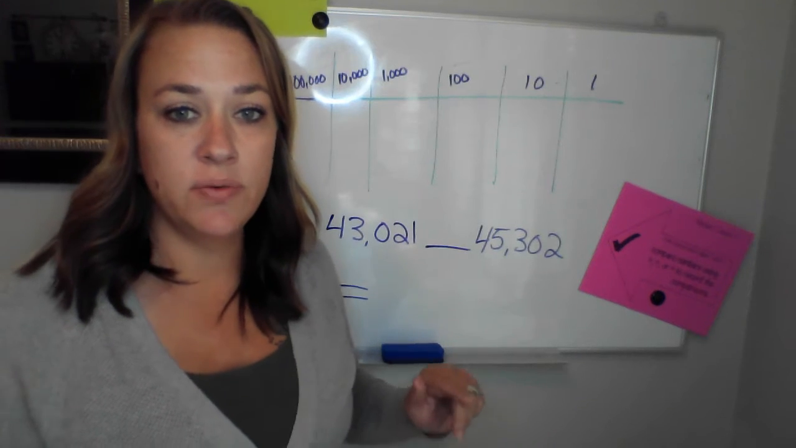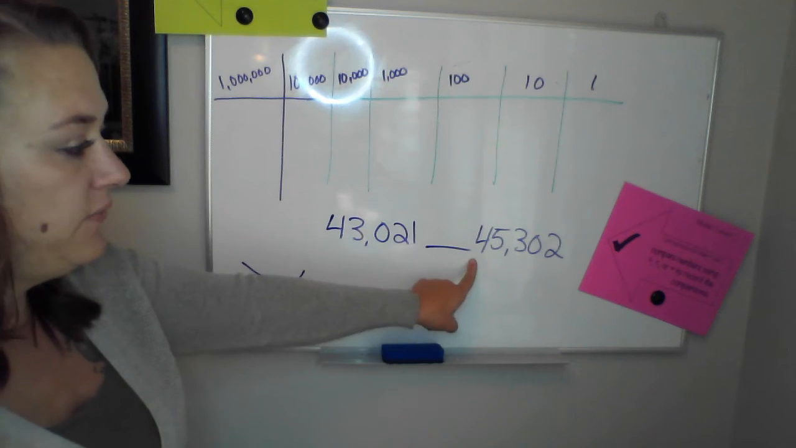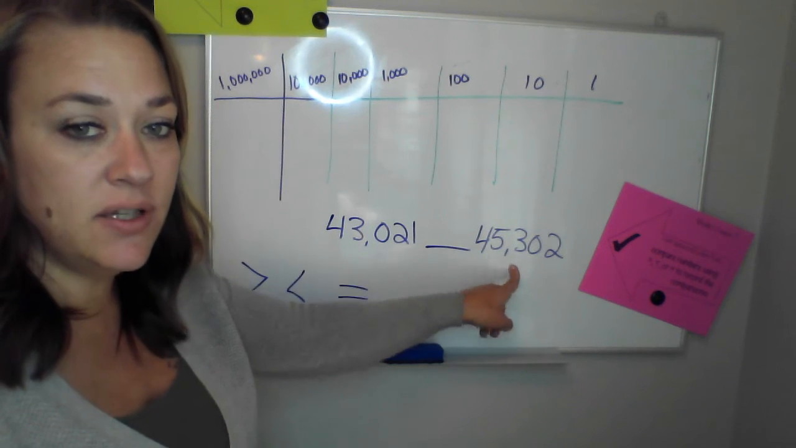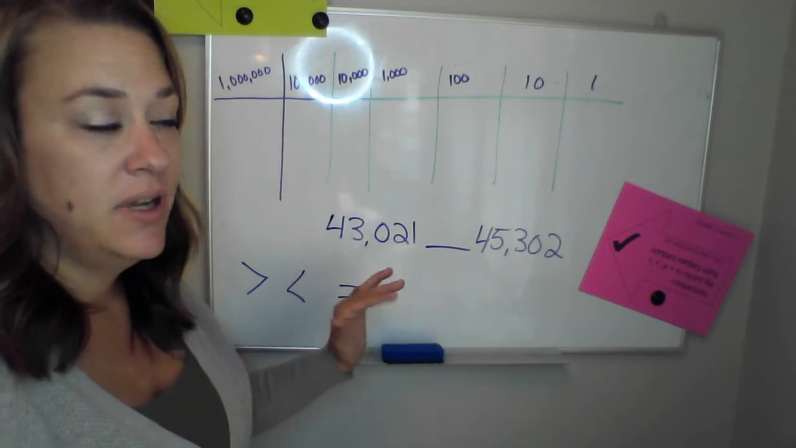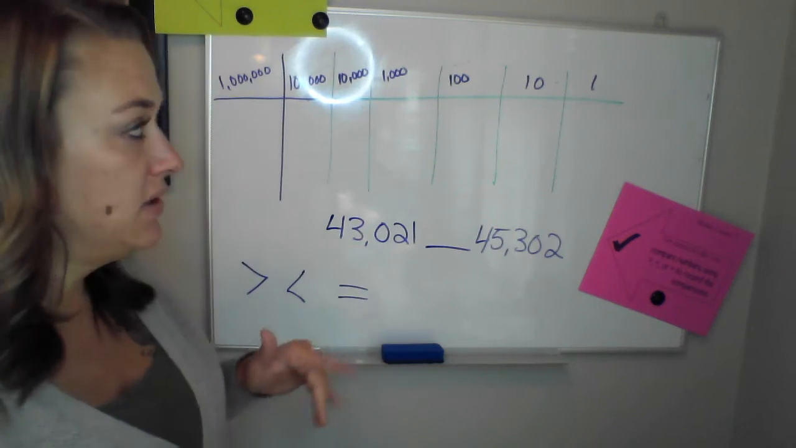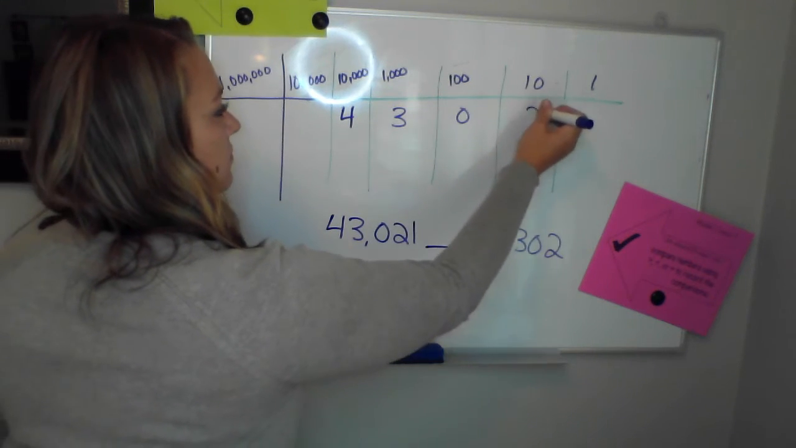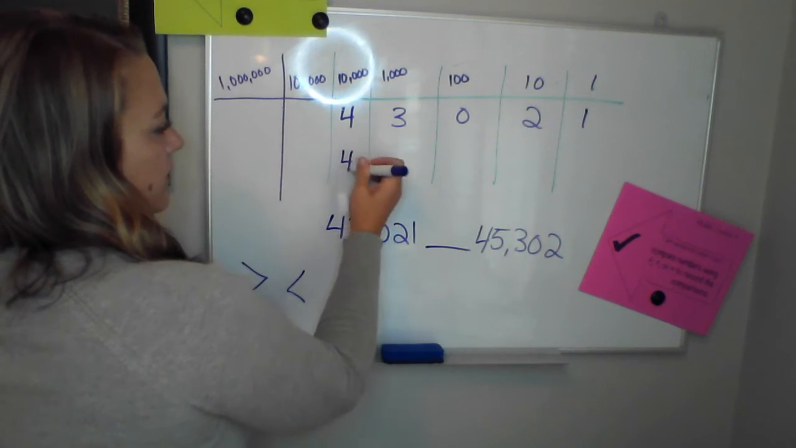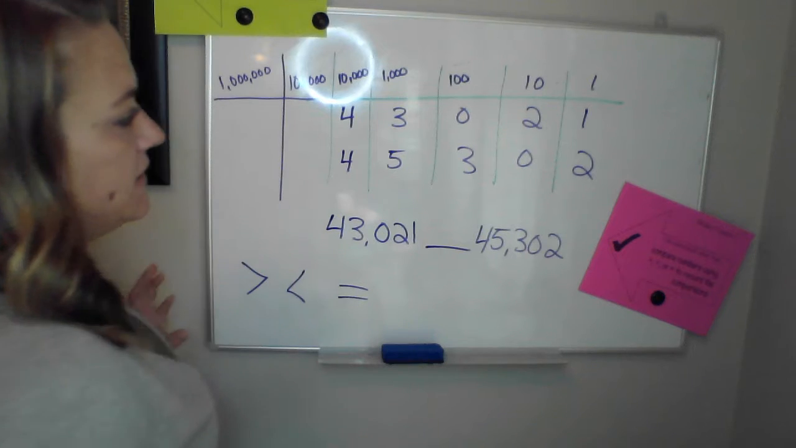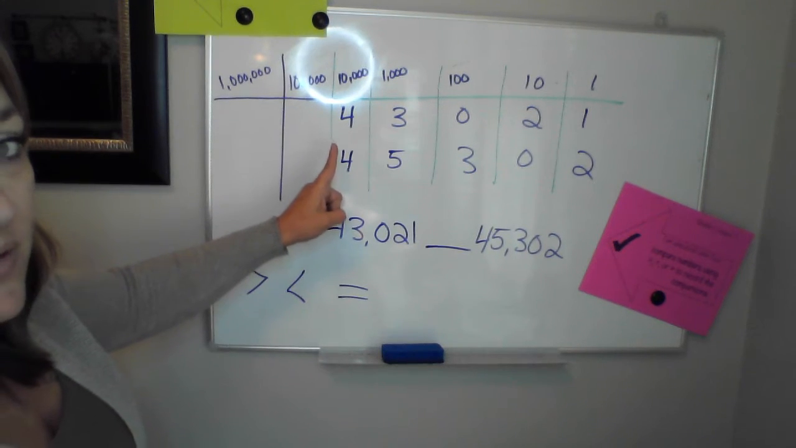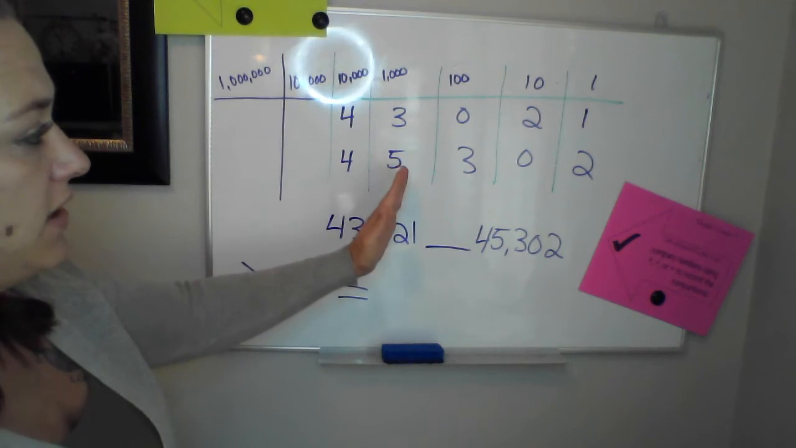All right, so here's problem number 2. So we are going to compare 43,021 and 45,302. So when I said on the last one, we're going to compare the largest value. If we get numbers and their largest values are the same, let's put it on our place value chart. Now you can really see, well, my largest value is 10,000 in both numbers, but they both have the same value. So we need to go to the next place value.